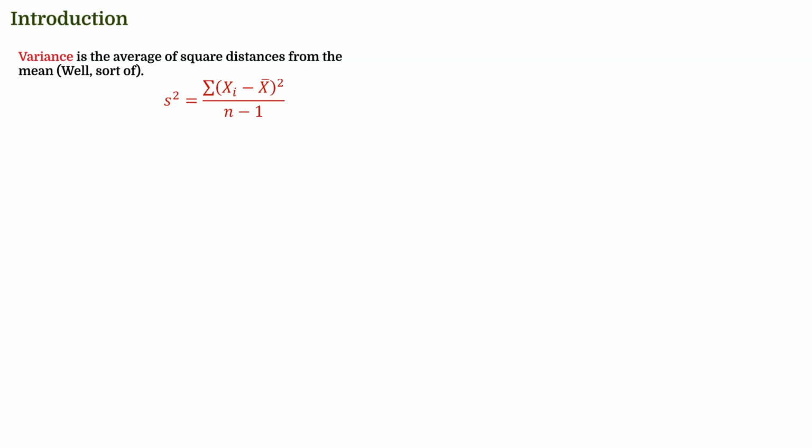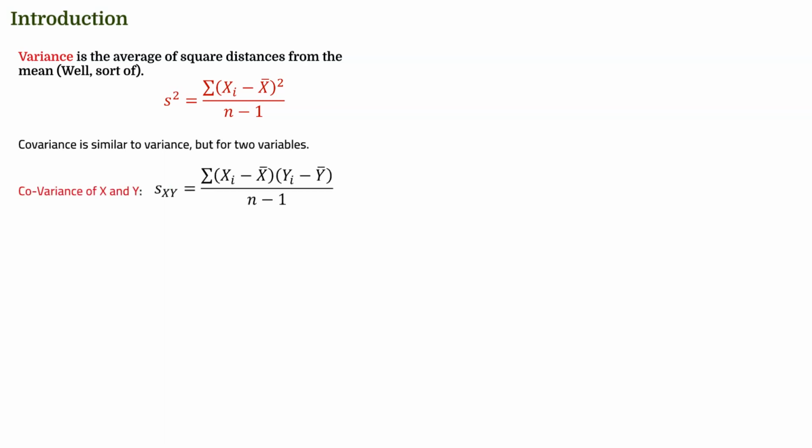Next topic, Introduction. Variance is the average of square distances from the mean. Well, sort of. Here's the formula for the variance. We find the distance from the mean, square it, and average it, but instead of n, we have n minus 1. Covariance is similar to variance, but for two variables. Here's the covariance of x and y. We sum the distances from the mean of two variables and divide it by n minus 1.